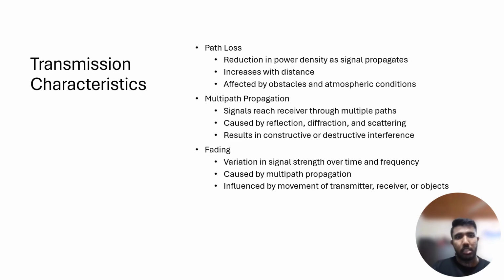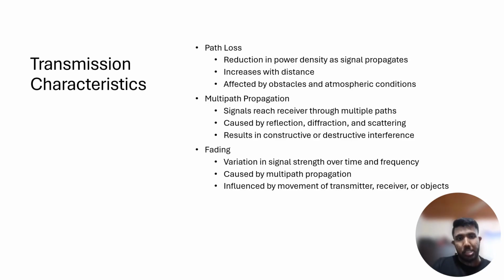Transmission characteristics. When we talk about transmission challenges, we need to consider three major phenomena: path loss, multipath propagation, and fading. Path loss is the reduction in power density as a signal propagates through space. Following the inverse square law, signal power decreases with the square of the distance. This means that doubling the distance reduces the signal power to 1/4 of its original value. Path loss is also affected by obstacles and atmospheric conditions.